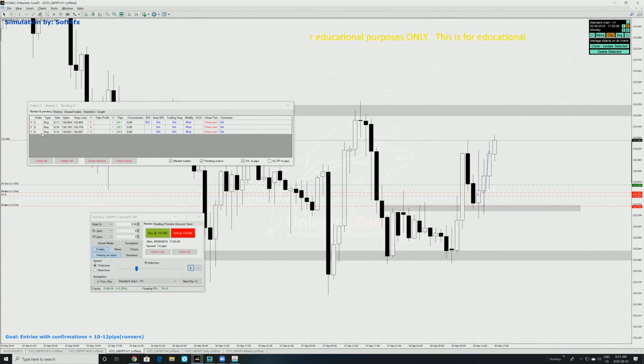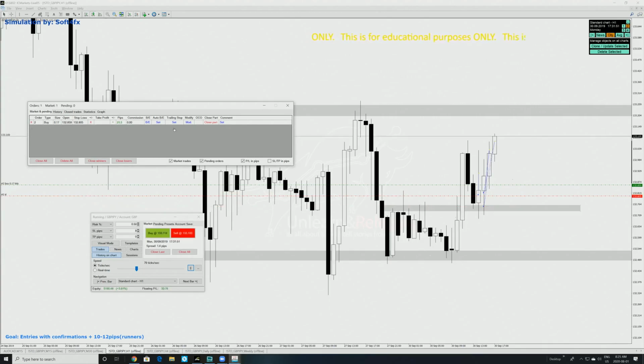I think at this point we can secure some positions, maybe one over here, maybe secure this one as well, and let the other one run at break even. After this candle closes, we're going to close the trade, and then go to the next New York session.